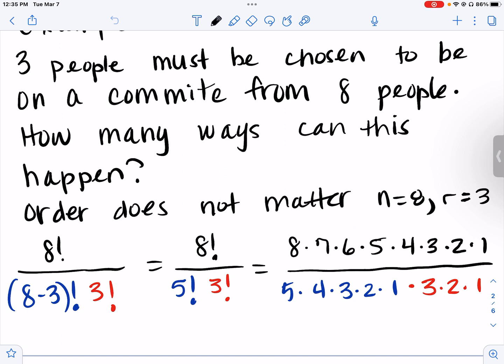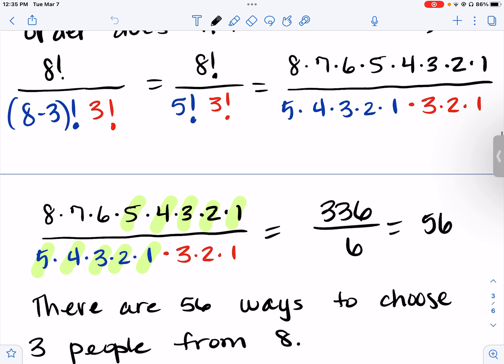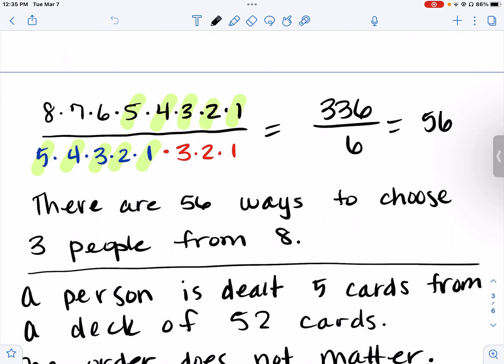Okay, let's write these out. 8 factorial means 8 times 7 all the way down to 1. Okay, 5 factorial is 5 times 4 times 3 times 2 times 1. And our 3 factorial is 3 times 2 times 1. Okay, now let's see what we can divide out. You always want to pick the bigger number on bottom. So we've got a 5 through 1 on bottom that will divide out with 5 through 1 on top, which will leave 8 times 7 times 6 on top, 3 times 2 times 1 on bottom. And then divide, so you get 56 ways to choose 3 people from 8.